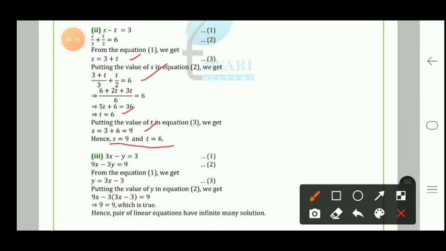Then moving to the third part, it is given 3x minus y is equal to 3 and 9x minus 3y is equal to 9. From equation 1 we get y is equal to 3x minus 3. Putting the value of y in equation number 2, we get 9x minus 3 into (3x minus 3) is equal to 9. On solving this, 9 is equal to 9, which is true. Hence the pair of linear equations has infinitely many solutions. We are not going to solve further because this has infinitely many solutions.